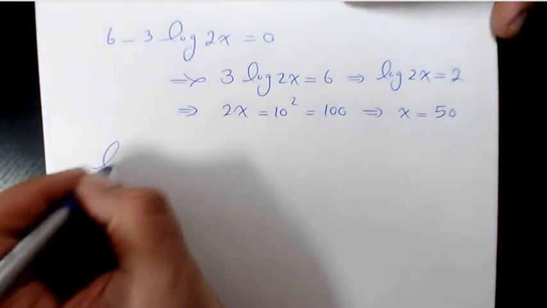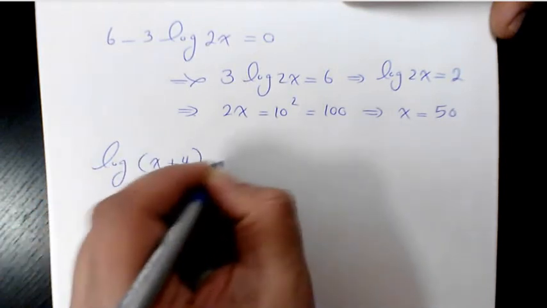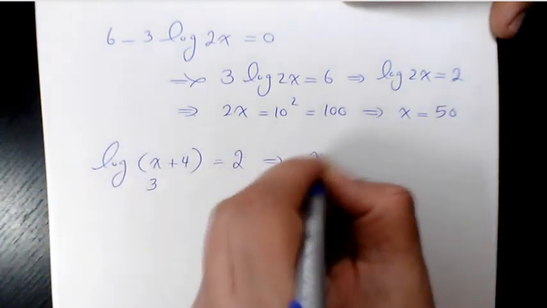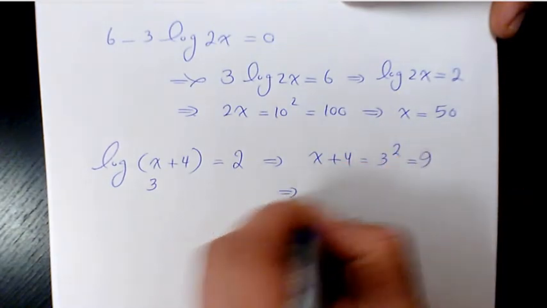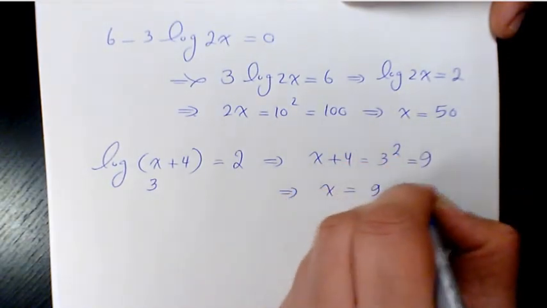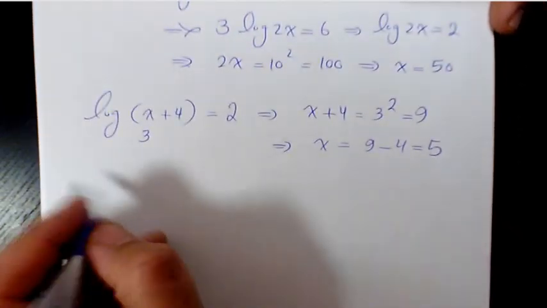Next example, log base 3 of (x + 4) equals 2. You can say x + 4 equals 3 squared, which is 9. So x will be 9 subtract 4. That's going to be equal to 5.